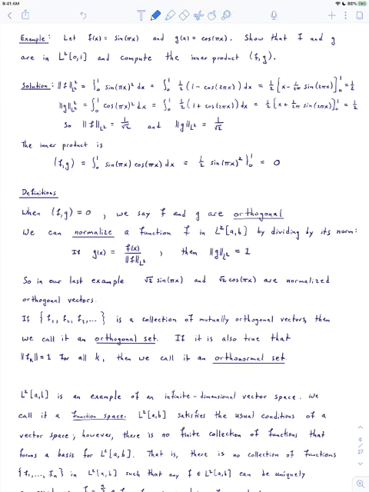If you integrate g squared, so we have cosine squared, we see that that's also equal to 1/2. So that means the L2 norm of g is 1 over the square root of 2. Their inner product is the integral of sine times cosine, which is, of course, 0. When the inner product of f and g is equal to 0, we say that f and g are orthogonal.